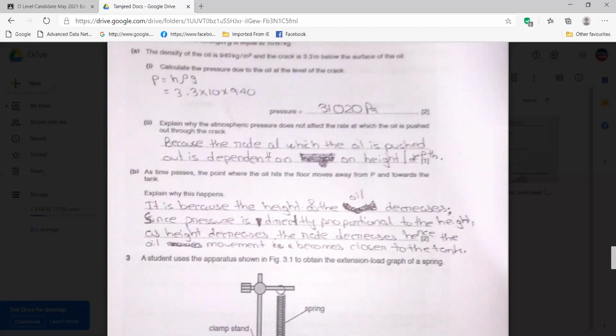Sir, is my answer correct on that one? Can you read it? It is because the height of the oil decreases since pressure is directly proportional to the height. As height decreases, the rate decreases, hence the oil movement becomes closer to the tank. Correct. It is correct. Okay, then continue.